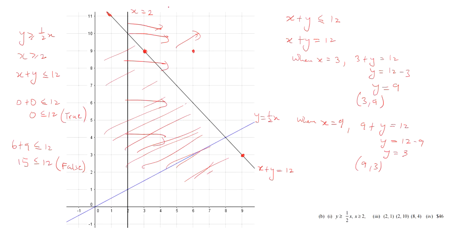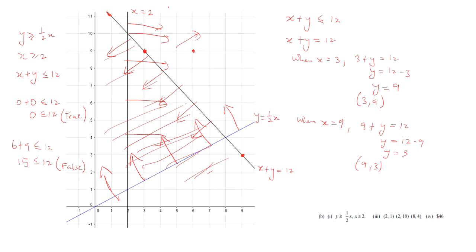When we shaded y is greater than or equal to half x, we shaded everything above this line, the blue line here. That is this region here. And now we are shading x plus y is less than or equal to 12, which is everything this way. Now this is looking a little scrappy right now. I'll give you a better drawing.